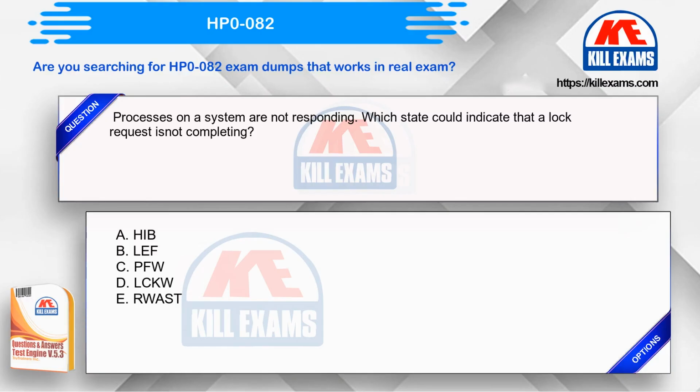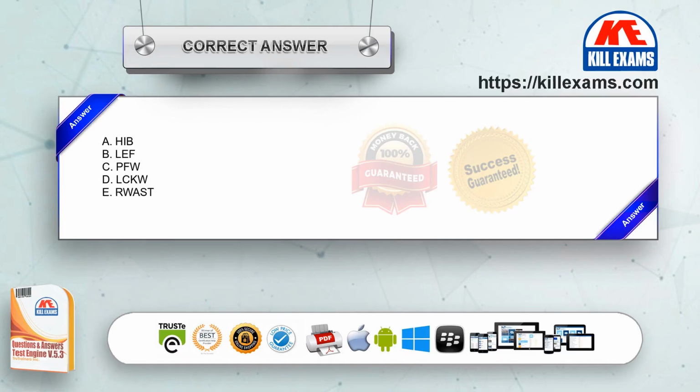Processes on a system are not responding? Which state could indicate that a lock request is not completing? Option A, HIB. Option B, LEF. Option C, PFW. Option D, LCKW. Option E, RWAST. The correct answer is option B.